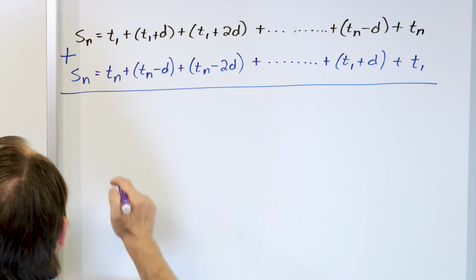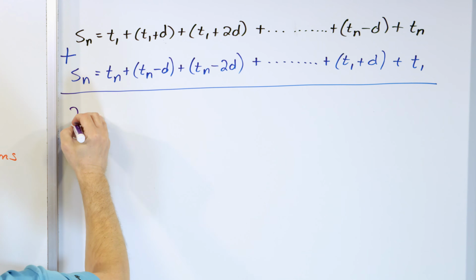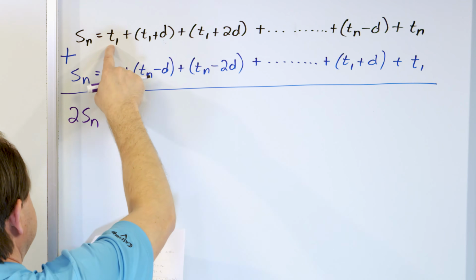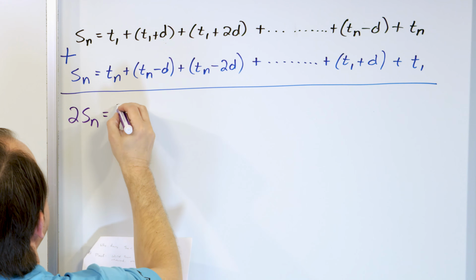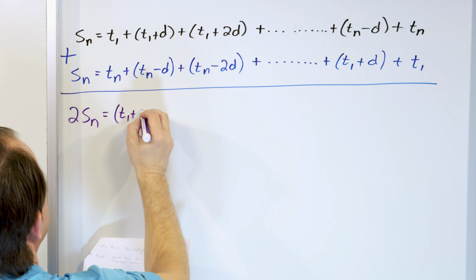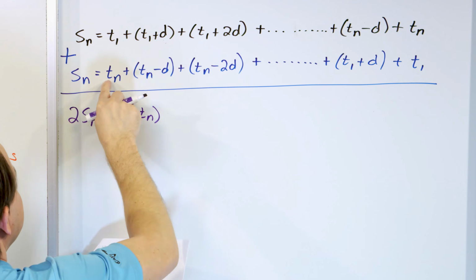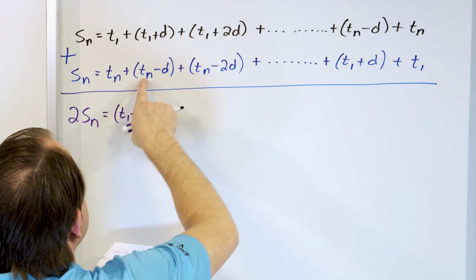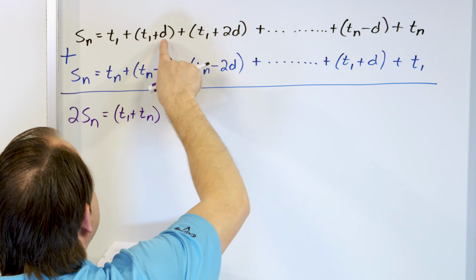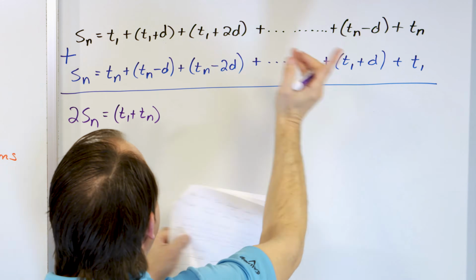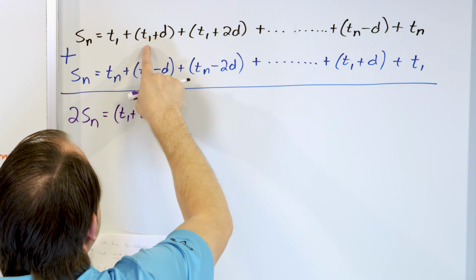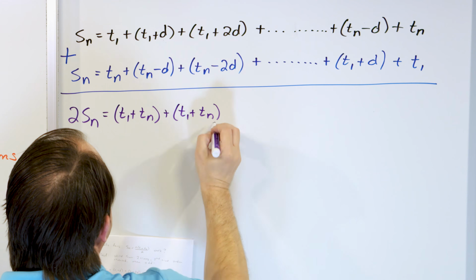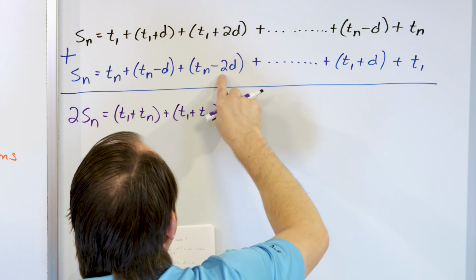So what am I going to get? Sn plus Sn is going to be 2 times Sn, because there's two of them. When I add these terms together, what am I going to get? I'm going to get T1 plus Tn, adding this term to this term. What's going to happen when I add these together? It's going to be T1 plus d plus Tn minus d. But you see, if I were to add these together, the d and the minus d would disappear. That's why I actually flipped it around, to make the d's disappear. So I'm still going to have these added together. I'm going to have T1 plus Tn for the second term here. What happens if I add these together? Same thing.